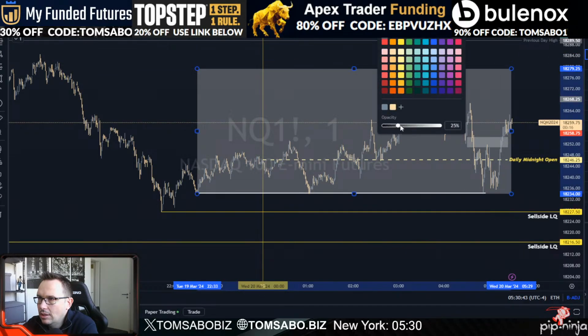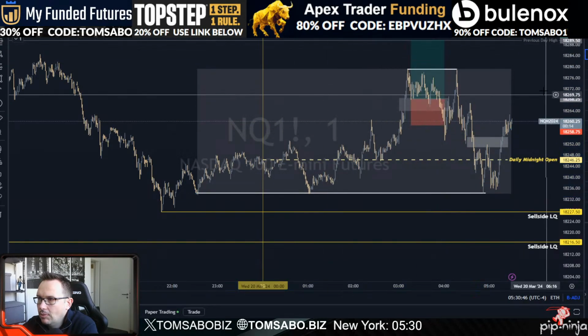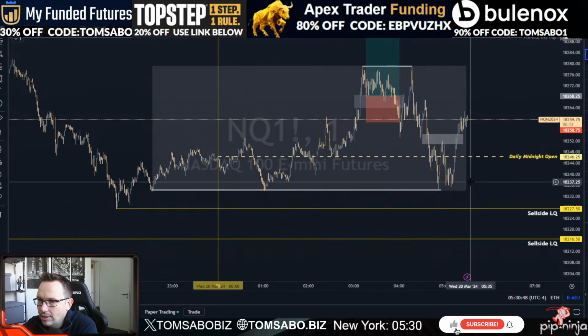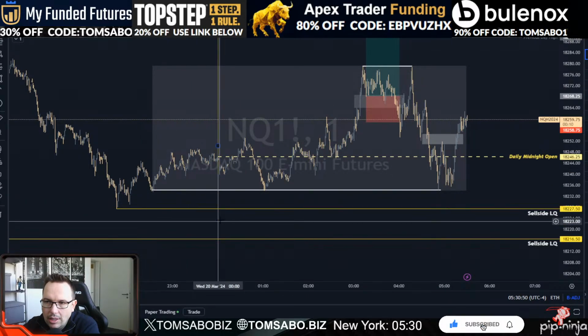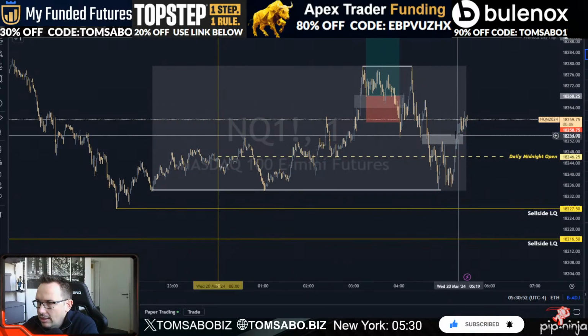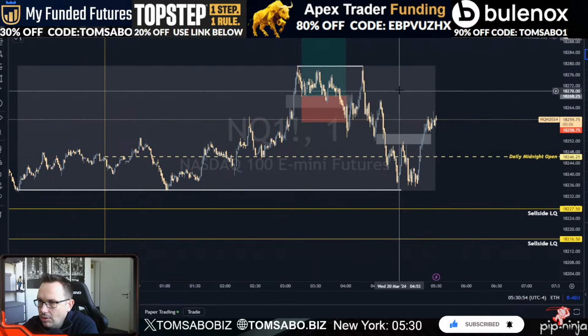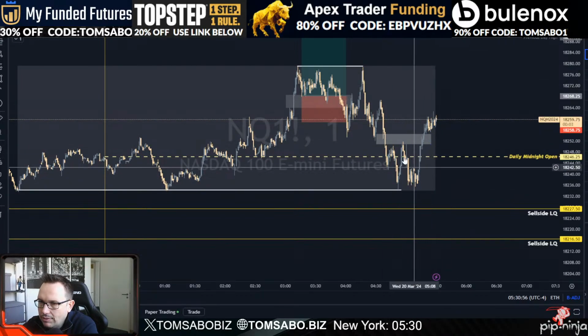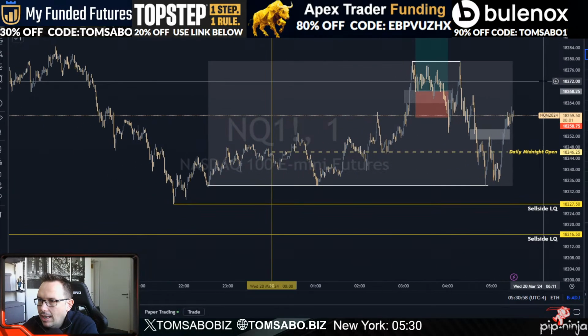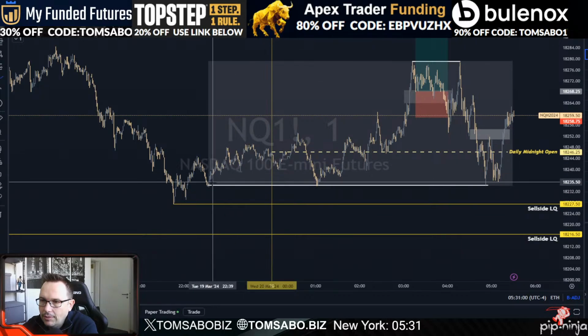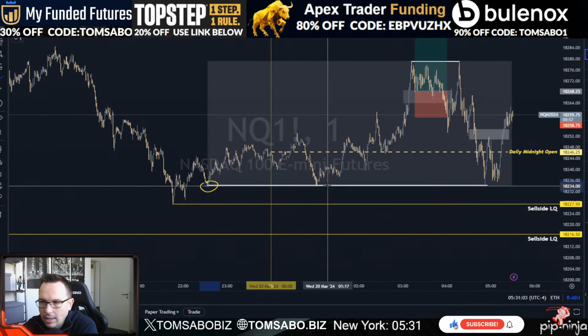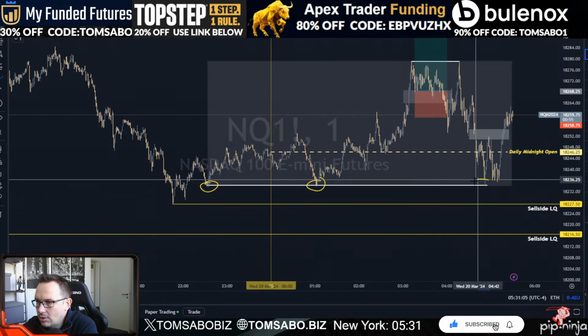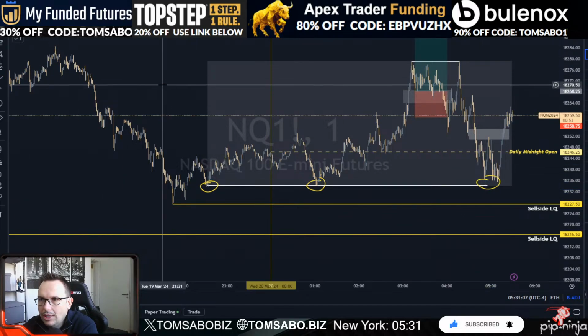I know it looks ugly, but we are ranging inside of this area. Asia lows are still intact. Internal liquidity is only what price is going after for right now. I still like these lows here. This and this and this one. So I do like it.